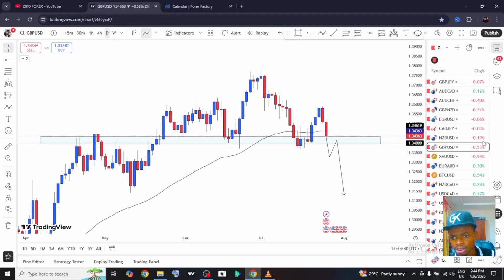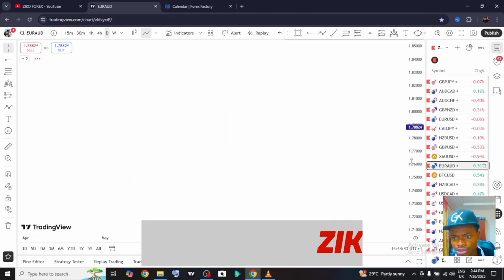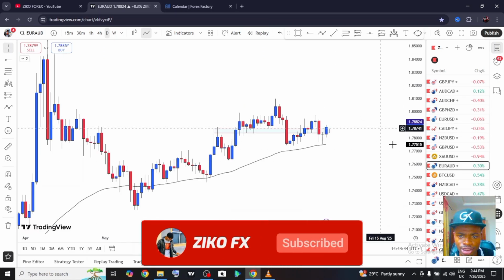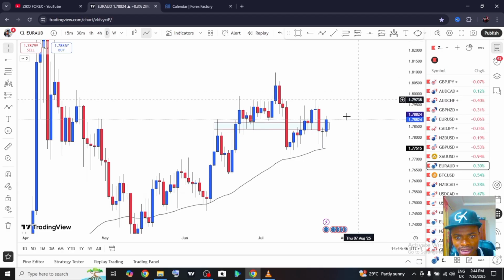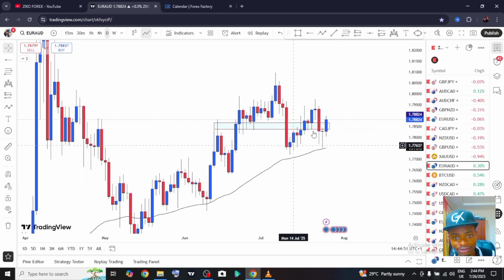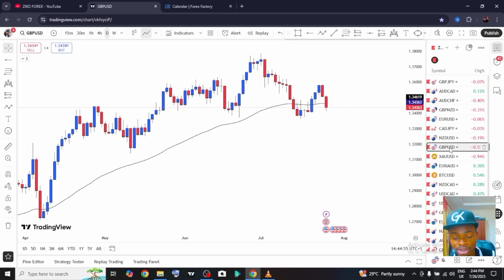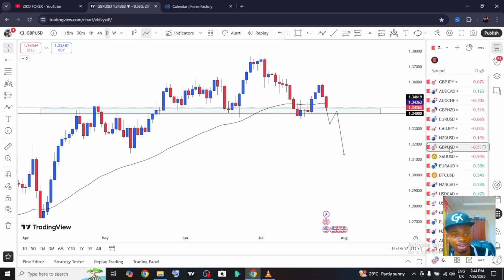That's pretty much the best for the week. I believe that Euro AED might still continue bullish, but I'm not paying attention to this market because there's a lot of things that are wrong. Like the daily time frame is still bearish in my own opinion, so I'm not paying attention to that market. But I still believe it might continue bullish in case you are asking for that.